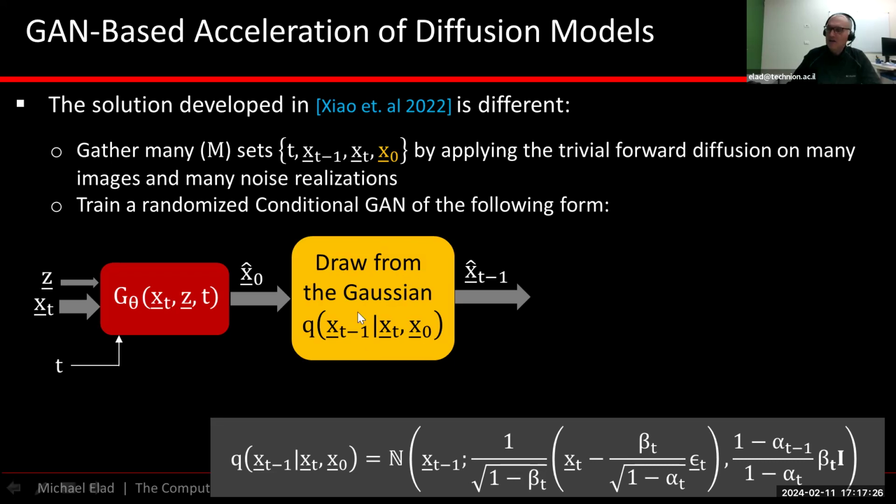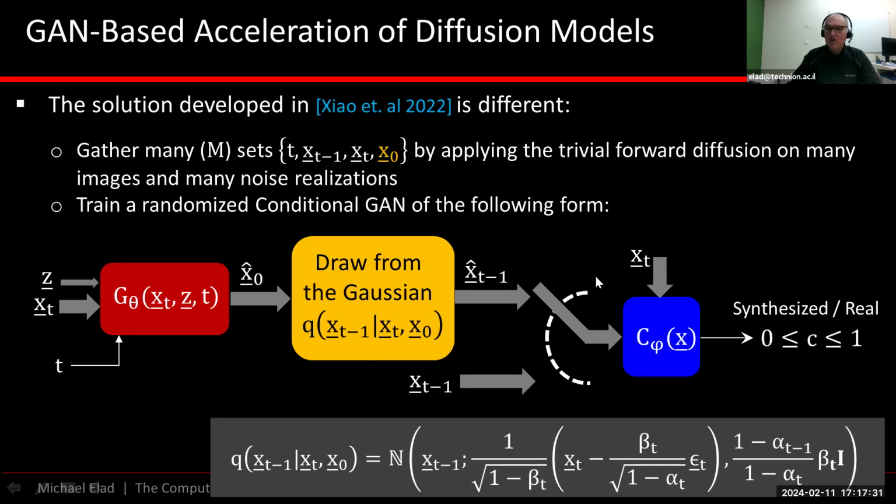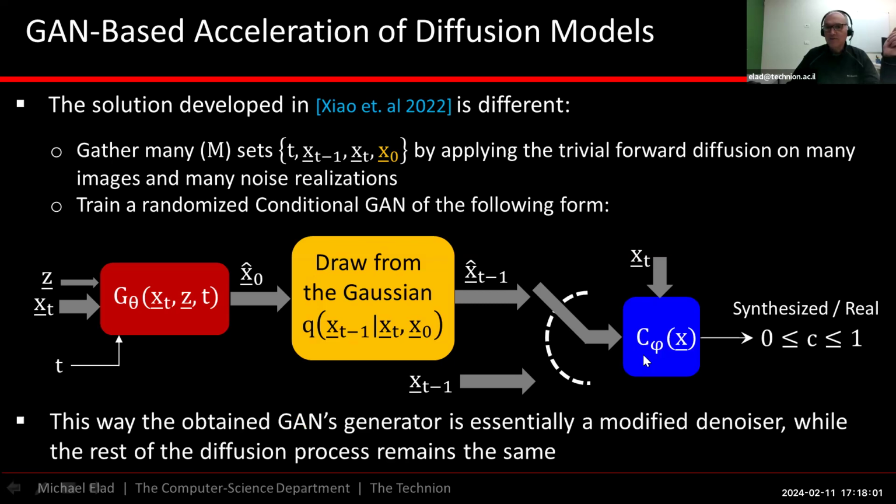This is an analytic step. And now you get xt minus 1 hat. And this is the one you compete with the true one. In fact, I'm not sure they did it. If I had to plan this machine, I would have had 2 critics. One that compares xt minus 1 to xt minus 1 hat, and one that compares x0 hat to x0, the true one. And so I would like this to be a fair sample from the image distribution, and this will be a fair sample from the image distribution after t minus 1 steps. This is the conditional GAN they trained, and it works. And let me show you how well it works.